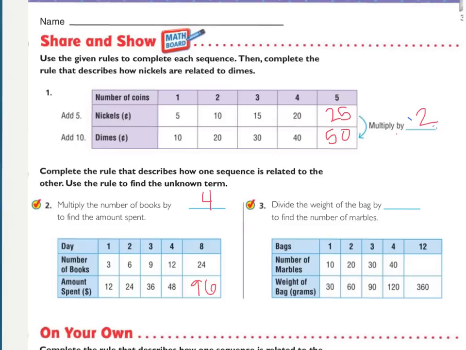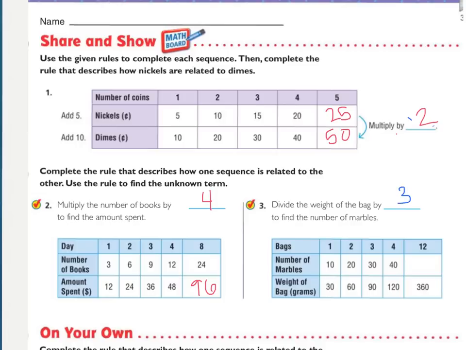Looking at number 3, they're telling us we're dividing this time. So divide the weight of the bag by blank to find the number of marbles. So let's look. We have the number of marbles being 10 and the weight being 30. Number of marbles 20, the weight 60. But since we're dividing the weight, we should look at the weight first. So let's look at 30. We have 30 divided by something gives us 10. 60 divided by something gives us 20. 90 divided by something gives us 30. Well, these are all 10s, so I could actually ignore my zeros and think 3 divided by 1 equals 3. 6 divided by something equals 2, so that's 6 divided by 3. So 60 divided by 3 would also be 20. 90 divided by 3, I think we found it. So you divide the weight by 3.